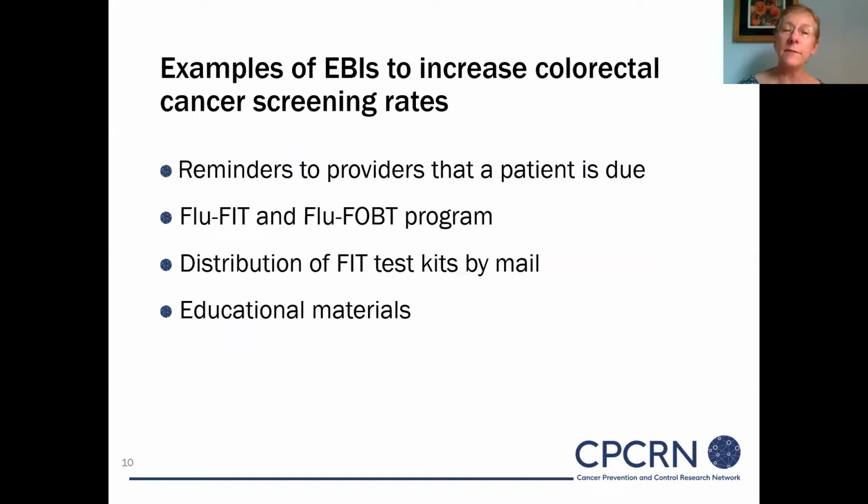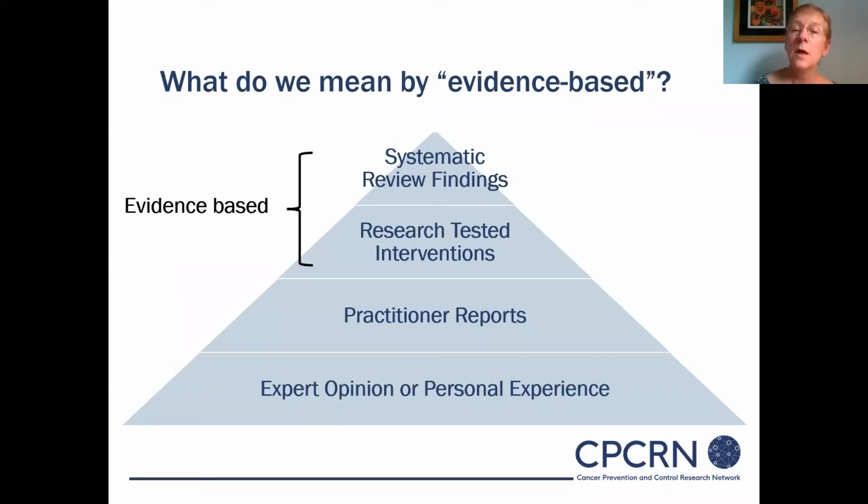So examples of EBIs, or evidence-based interventions, to increase colorectal cancer screening rates include things like providing reminders to providers that a patient is due, or the Flu FIT and FOBT program, which is a specific intervention program that you can use, distribution of FIT or home fecal screening tests by mail, and well-designed educational materials that raise awareness and provide guidance on how to screen. So we've been talking about interventions.